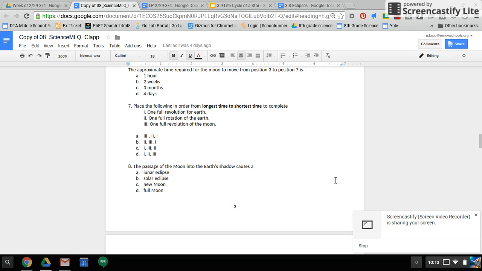8. The passage of the moon into the Earth's shadow causes A. Lunar eclipse. B. Solar eclipse. C. New moon. D. Full moon.